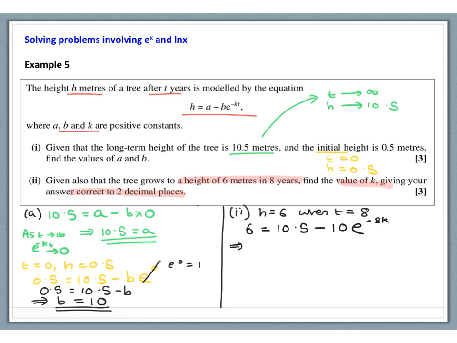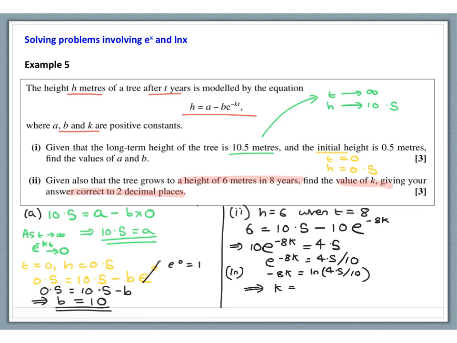Let's rearrange this. So 10e to the negative 8k is equal to 4.5. e to the negative 8k is 4.5 over 10. Take natural log of both sides, so negative 8k equals ln of 4.5 over 10, and we can simplify this to work out our value of k, which comes to 0.099813... So to 2 decimal places, that is 0.10.